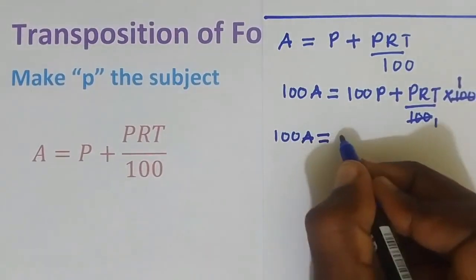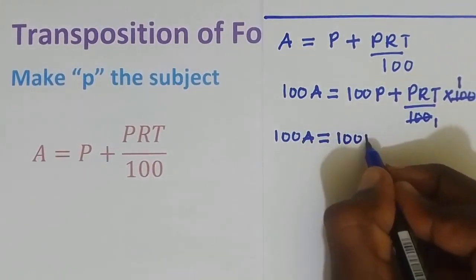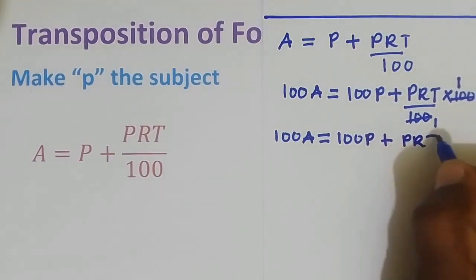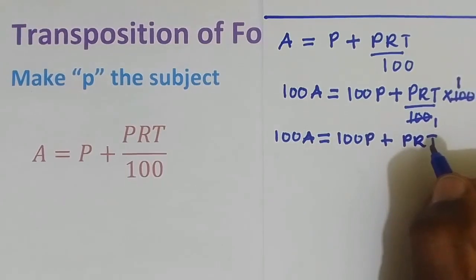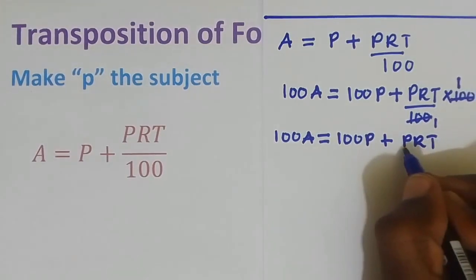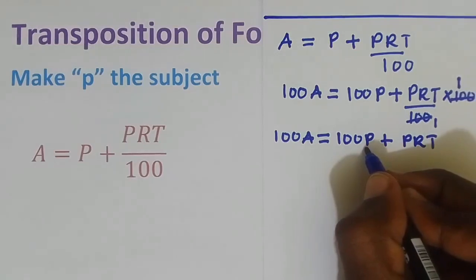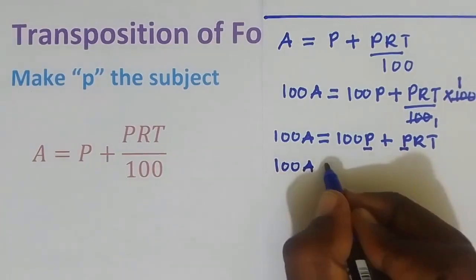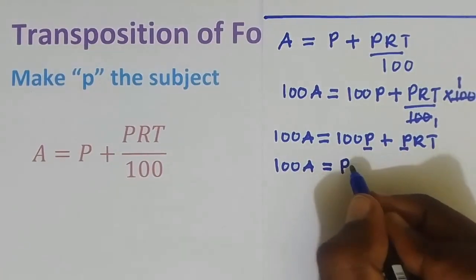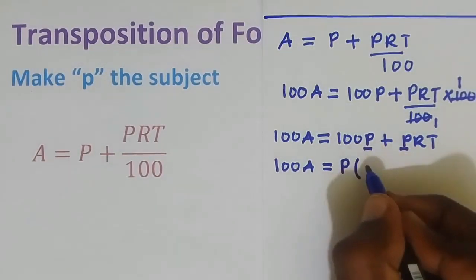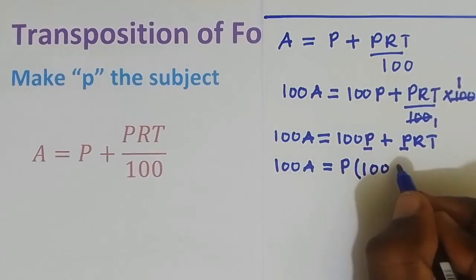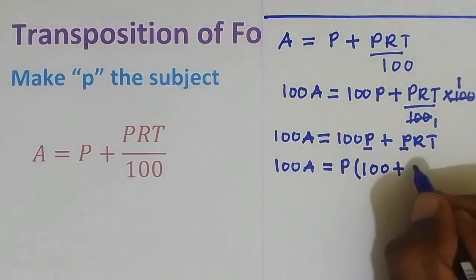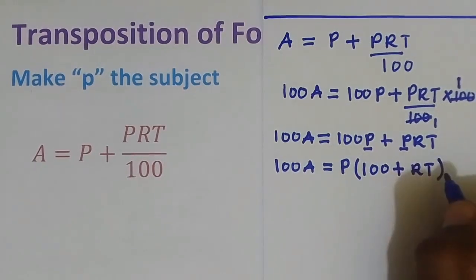So 100A is equal to 100P plus PRT. Remember, we need to make P the subject, so I'm going to factor out P. 100A is equal to P times, from this term I'm going to remain with 100 plus, from this term I'm going to remain with RT. This is in the bracket.